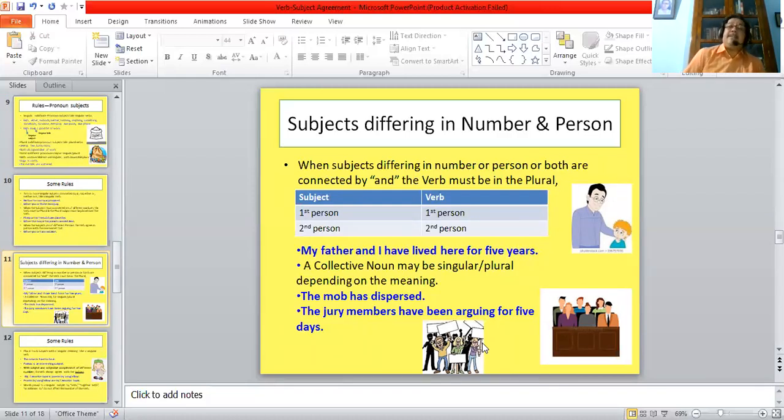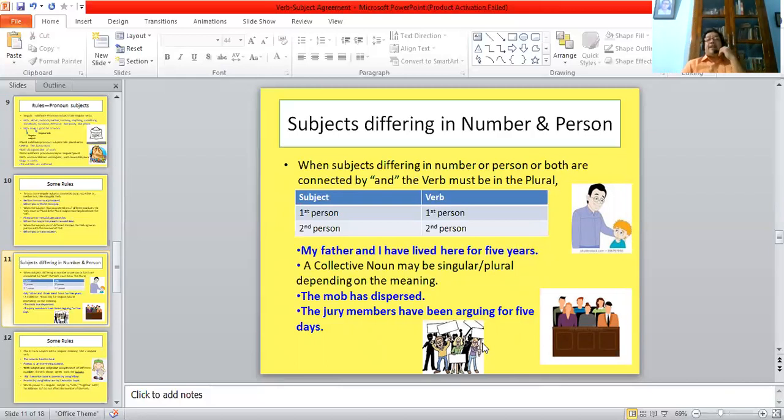When we have a collective noun, now the collective noun will be singular or plural, depending upon the meaning. For example, if the collective noun is thought of as one unit, then you take a singular form of the verb. Whereas, if the individual members of the group are thought of as separate entities, then it will take the plural form. Like, the mob has dispersed. We don't say the mob have dispersed.